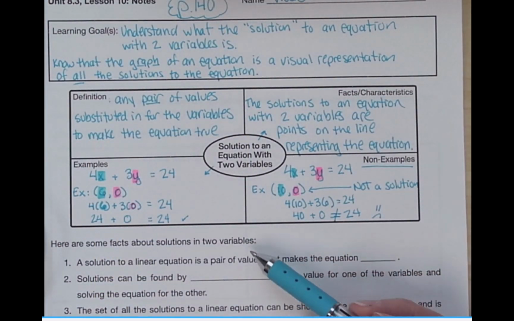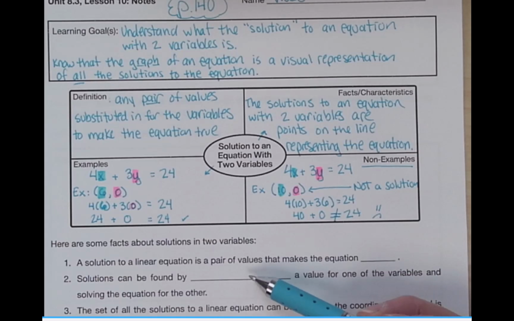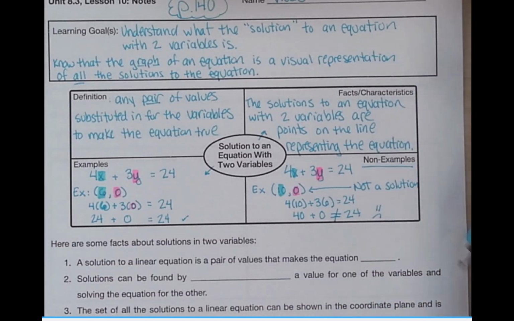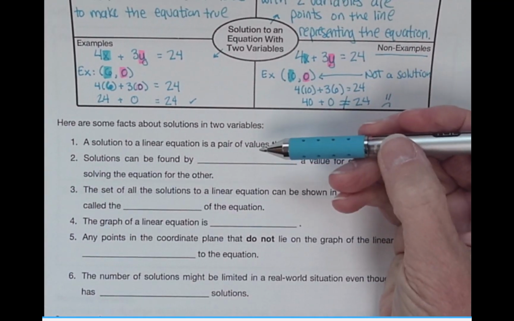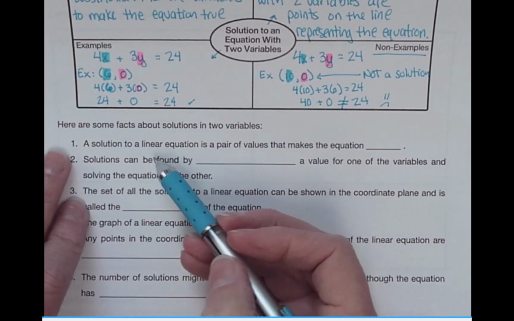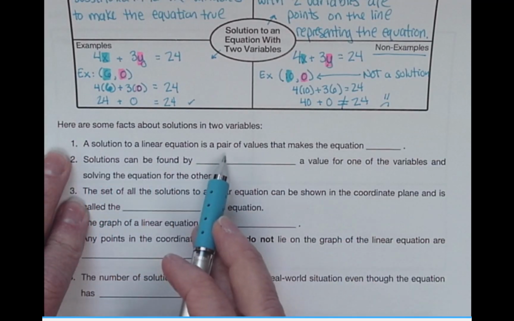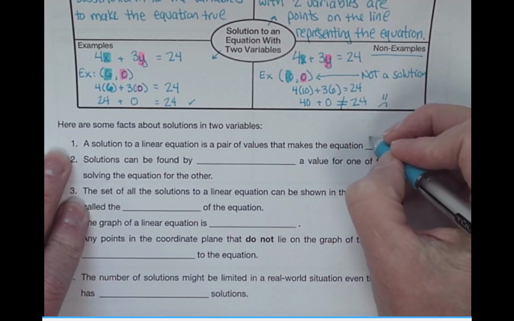All right. There's a few more facts that we want to say about solutions in two variables, but we just get to fill in the blanks. I know we've been doing a lot of writing. Let's scooch down a little here. Focus a bit. All right. A solution to a linear equation is a pair of values that makes the equation true.